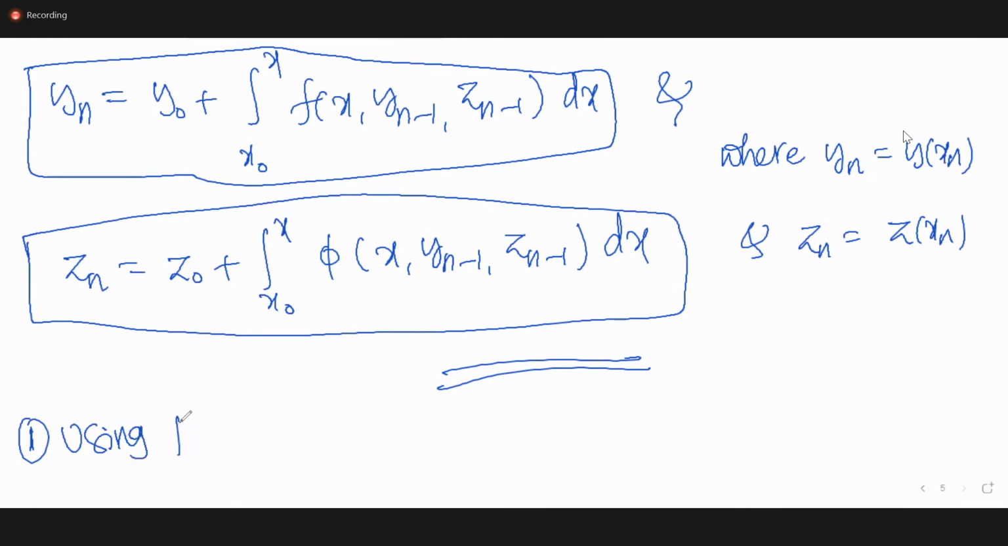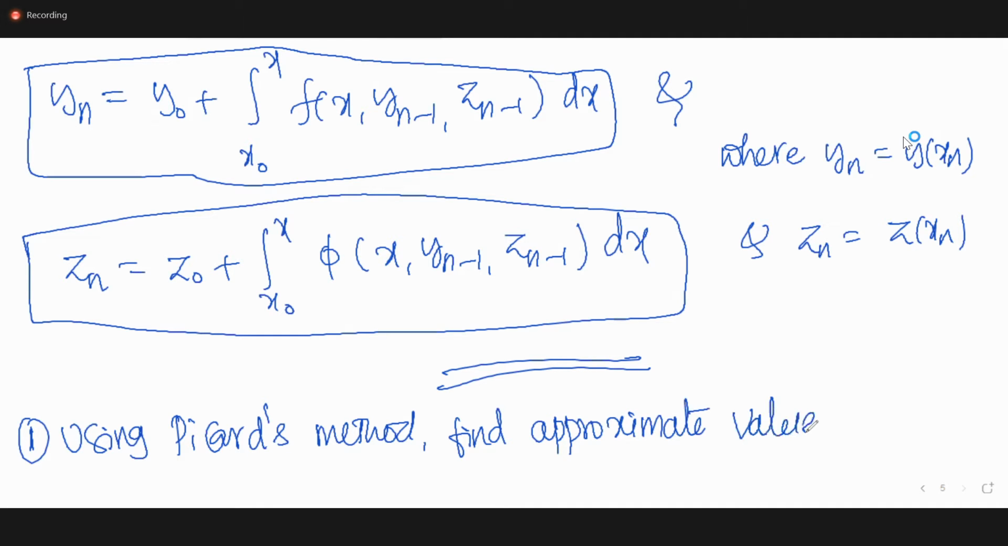First problem using Picard's method. Find approximate values of y and z corresponding to x equal to 0.1.